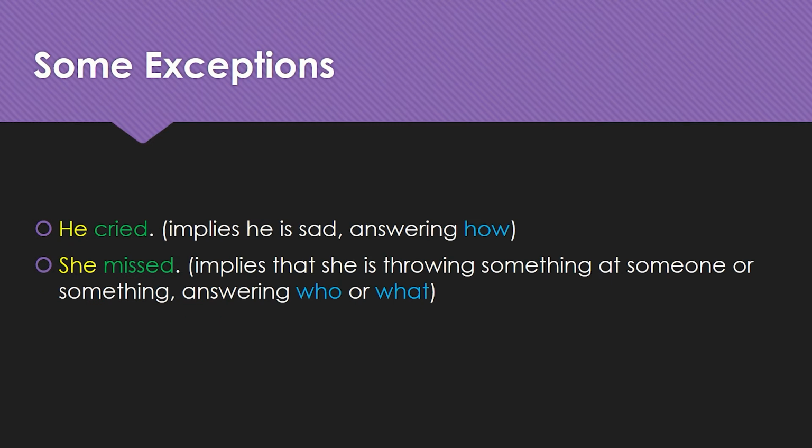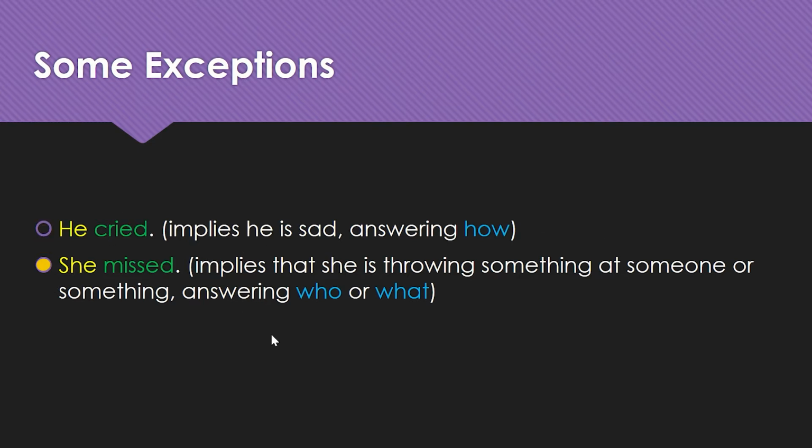Some exceptions to this are, you can have a subject and a verb, but the supporting detail is implied. So with he cried, we have the subject, he, and cried is the verb, but we don't have a supporting detail. In this case, we don't need one because when you cry, it's implied that you're sad. And so that answers how is he? He's sad because he's crying.